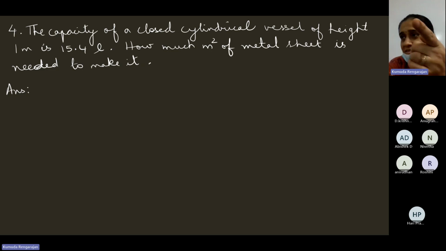To find radius, some other information is given to you. What is given? Volume. Why should they give you volume? To find area, they need to give you radius and height, no? Why have they given you height and volume? They've given you this extra information, volume, to help you find the radius. So use that information, find the radius, and then find the area of metal sheet needed. So your first thing is to find the radius of the cylinder.